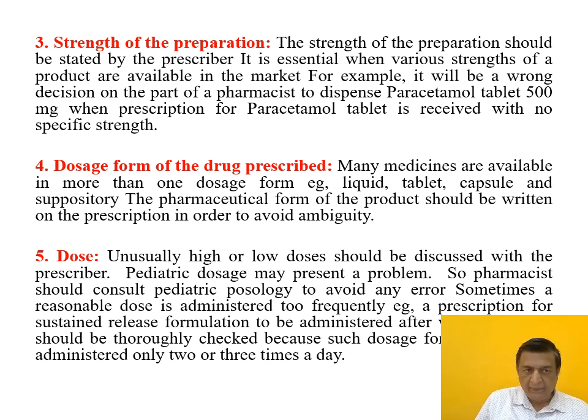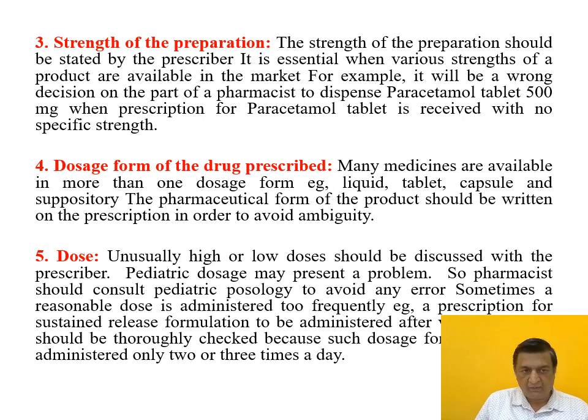The strength of the preparation should be stated by the prescriber. It is essential when various strengths of the products are available in the market. For example, it will be a wrong decision on the part of the pharmacist to dispense paracetamol 500 mg when the prescription is for paracetamol tablet with no specific strength. So, dosage form of the drug prescribed.